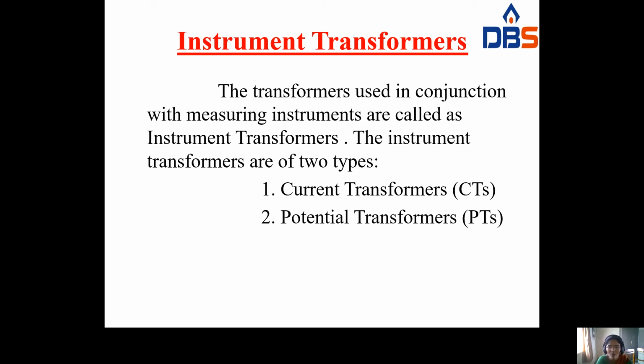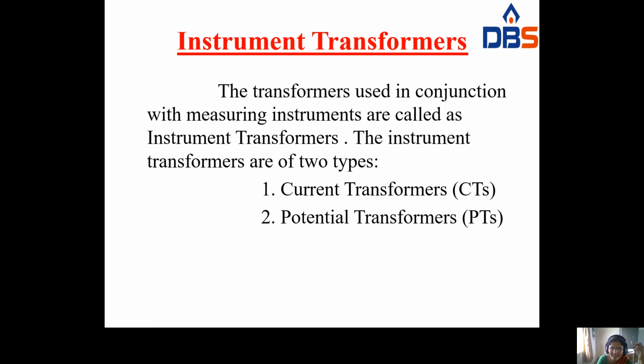So what are instrument transformers? They are the transformers used in conjunction with measuring instruments, that is, with voltmeters, ammeters, and wattmeters. They are called instrument transformers. Mainly, instrument transformers are of two types. What are those? Current transformers and potential transformers.